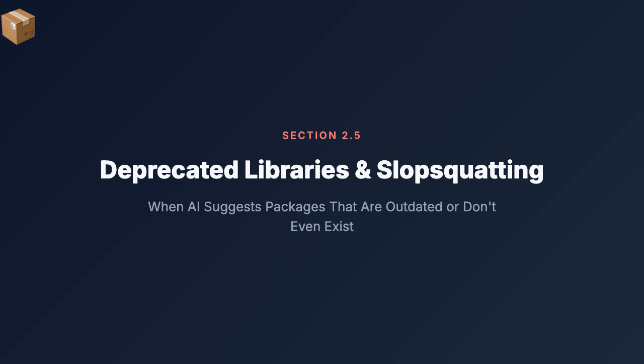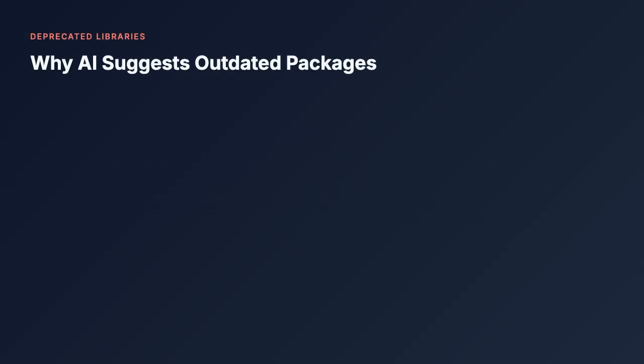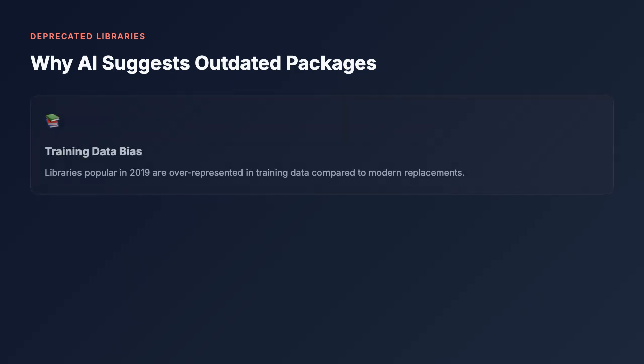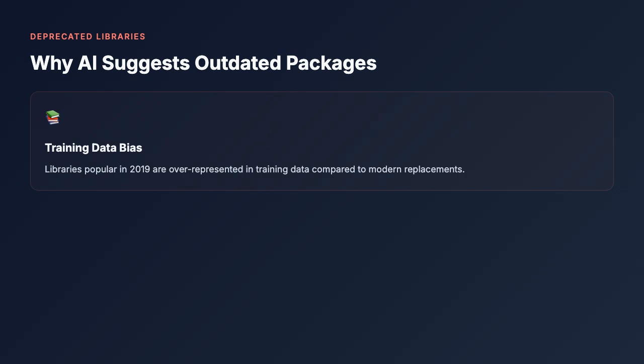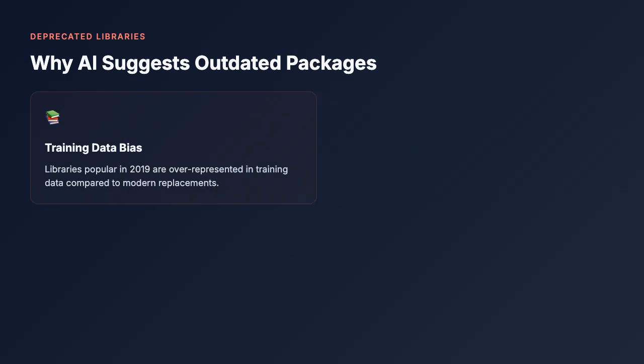In this section, we'll cover both risks and give you a concrete checklist to verify every package before it enters your codebase. Why does AI suggest outdated packages? There are three main reasons. First, training data bias. Libraries popular years ago are overrepresented in training data compared to modern replacements. Models favor the most common pattern, not the most recent or secure one.